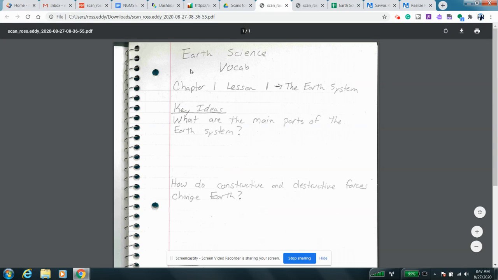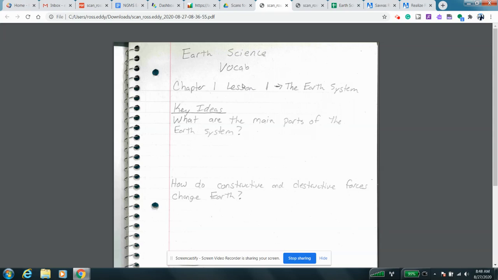On the top, I just want you to put Earth Science vocab to start it, okay? It should be the beginning part of your notebook, and that should work. Then I want you to label the chapter. So it's chapter 1, lesson 1. That's the lesson we're in. And what is the lesson called? It's called the Earth system. You can put that in 2 lines or make it pretty. I don't really care. Okay.